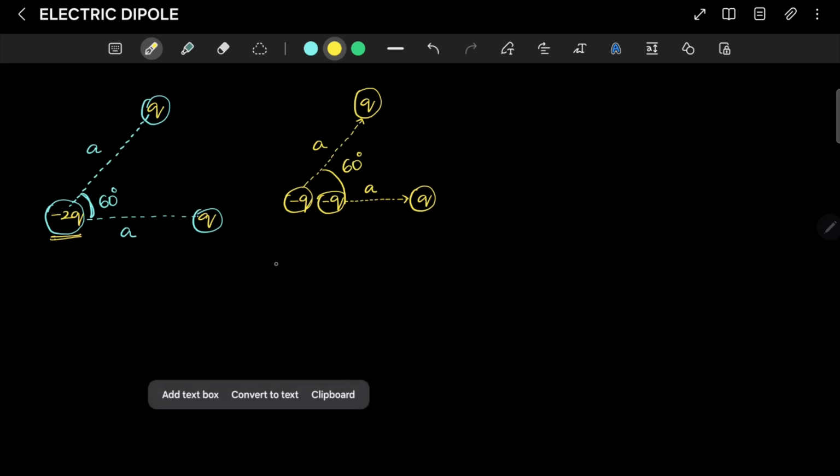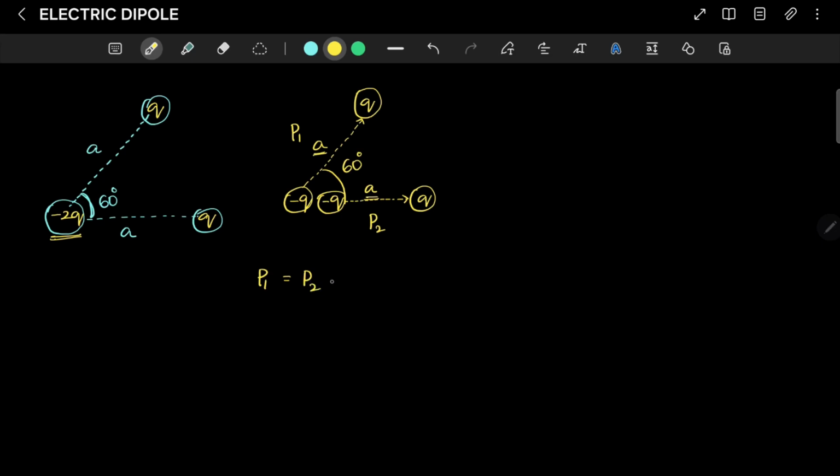So look at this. The dipole moment of each pair: let us take this as P1 and this as P2. As the distances and the charges are the same, P1 is equal to P2, which is equal to charge multiplied with the separation between the two charges, Q into 2L. Here the 2L value is nothing but A. So the magnitude of P1 and P2 is Q into A. Now if you observe, P1 vector and P2 vector are both at an angle of 60 degrees to each other.